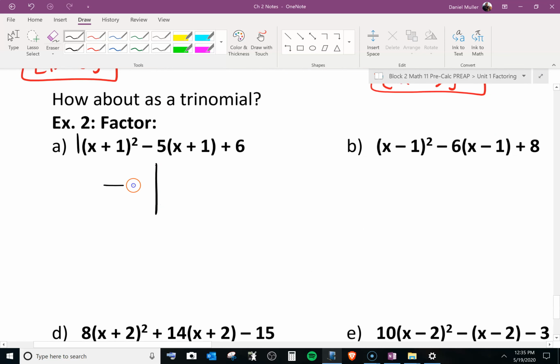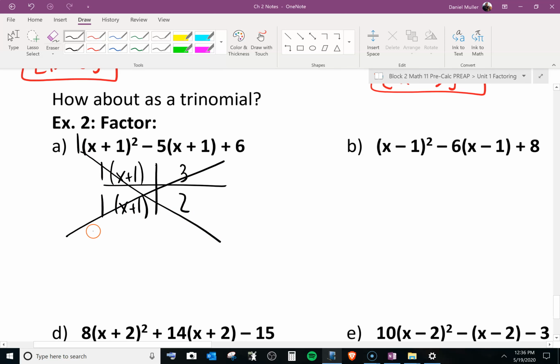Let's take a look here. So this needs to be a 1 and 1. And then this is an x plus 1 squared, so I'll do x plus 1 times x plus 1. And 6 will be a 3 and a 2. But my diagonals are going to be, that's a 2. 2 times 1 is 2. That's a 3. 2 plus 3 is 5, and I need negative 5. So I'm going to make them both negative.